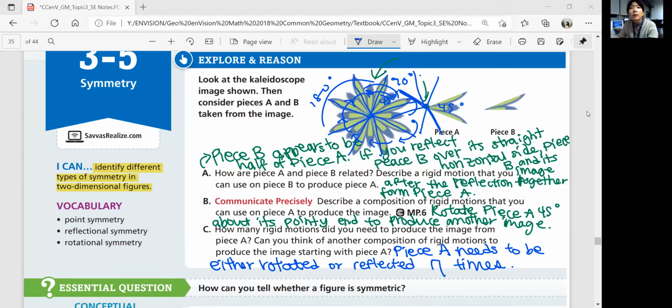So let's keep in mind this question throughout the lesson. How can you tell whether a figure is symmetric? So we're going to talk about symmetry, and this is one of the examples of symmetry. You have the same kind of pieces throughout the whole circle, right? So if you find the same pieces somewhere else, that is going to be symmetric.